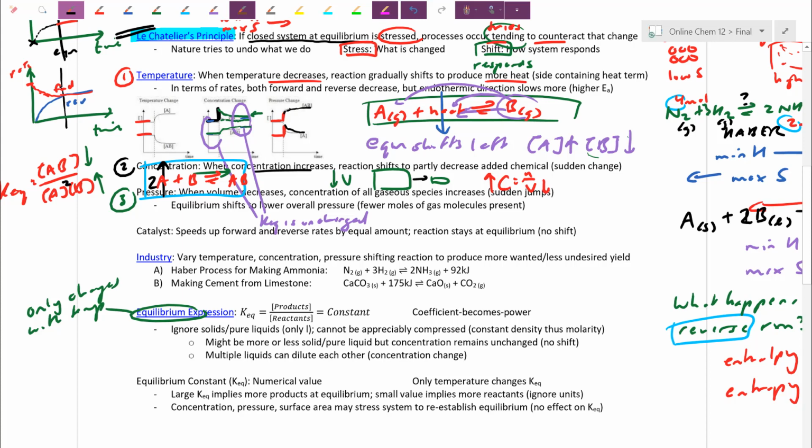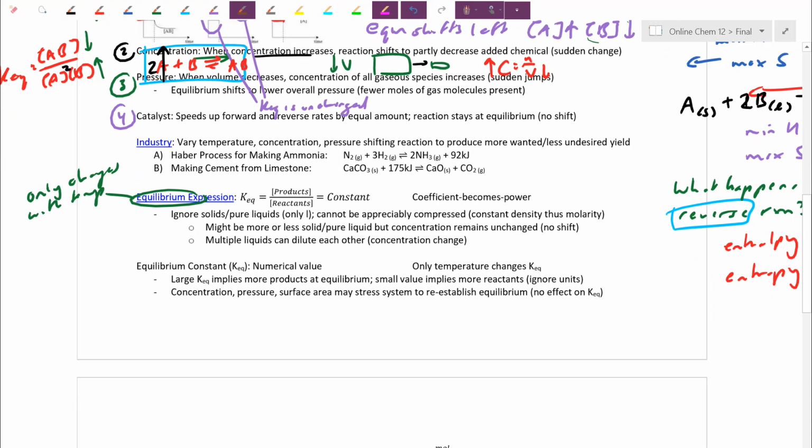Make sure you're able to predict which side shifts left or shifts right. A catalyst is another thing I can stress the system with, but nicely, for a catalyst it's super simple because a catalyst lowers the energy barrier both ways. It speeds up both, so therefore we can say no shift. Both rates are actually faster.